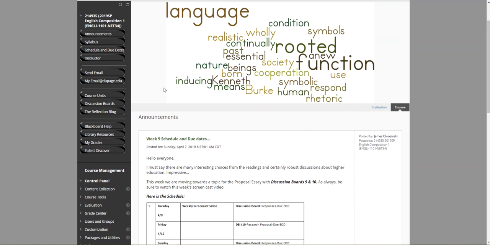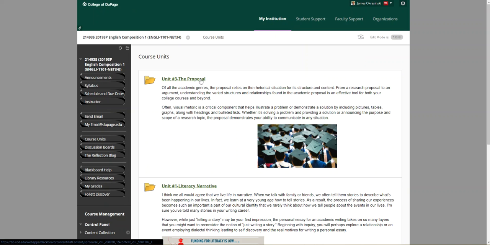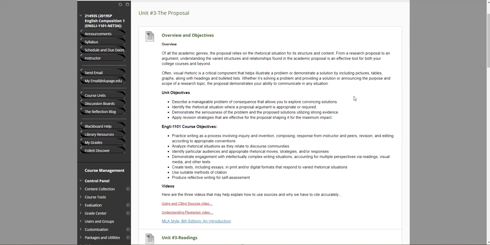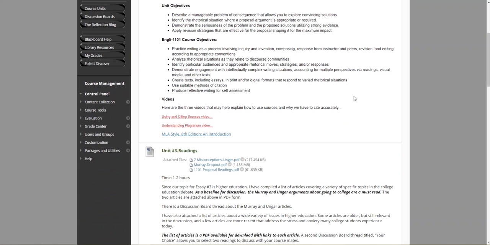Remember, as I'm trying to move into the course units, that the problem should be of consequence and manageable scale. Also, that the solutions are workable and solvable.